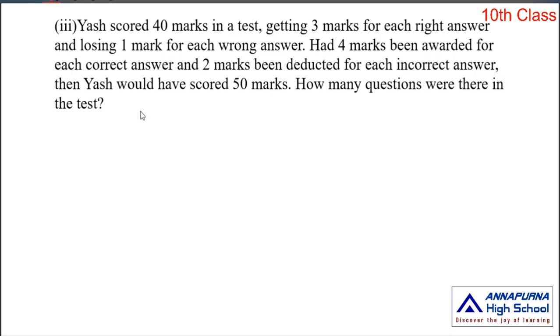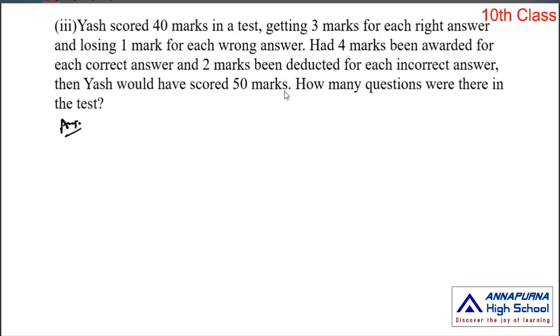So when you observe that question carefully, here we observe two unknowns. What are the two unknowns? Yes, in the first case, Yash's score is 40 marks. In the second case, Yash's score is 50 marks. So in the first case, how to get these 40 marks? He gets 3 marks for every right answer and loses 1 mark for every wrong answer. In the second case, he is awarded 4 marks for every correct answer and 2 marks are deducted for every incorrect answer. In the second case, his total score is 50 marks.